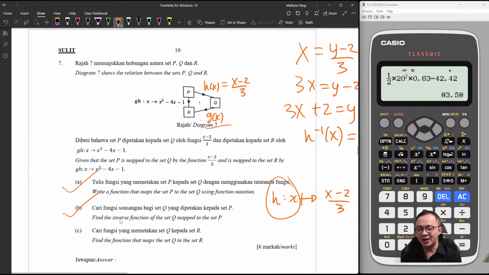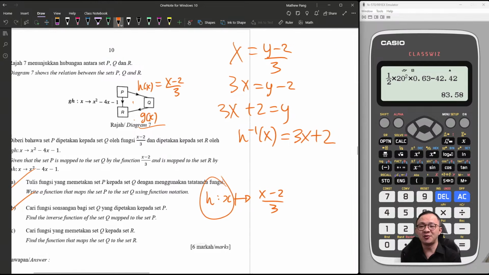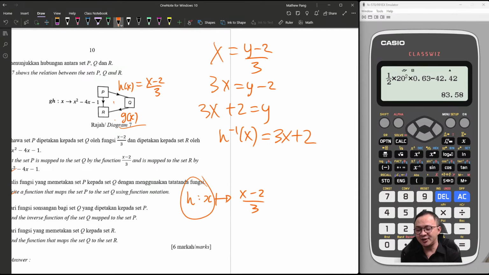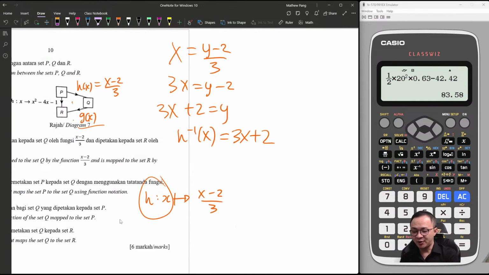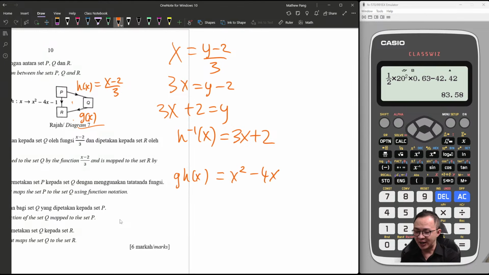Find the function Q to R. Q to R is g(x), right? So we want to find what is the function of g(x) now. In order to find g(x), the easiest way is we sub the h inverse into gh. gh(x) is equal to x squared minus 4x minus 1. So I will sub the inverse function into here, because you just imagine h and h inverse can cancel. You are left with g and x only. So on the other side, you need to sub also.